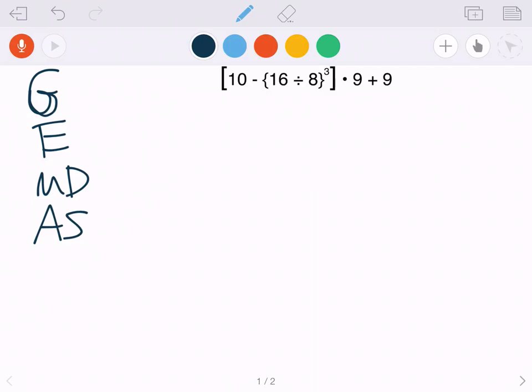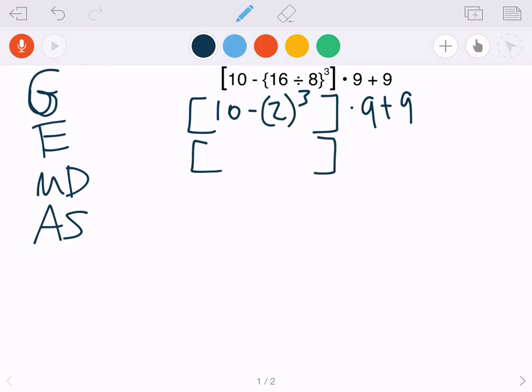So in this first example, as you can see, we have some brackets, and inside of those brackets, we also have some parentheses. So we're going to focus on those brackets first. Those are our groupings. So inside those brackets, we have 10 minus 16 divided by 8. 16 divided by 8 is 2. And that is cubed. And then on the outside, we haven't touched any of this. We have times 9 and plus 9.